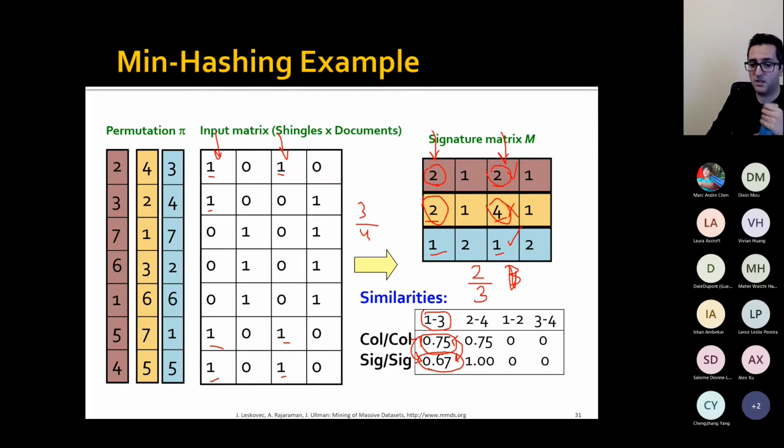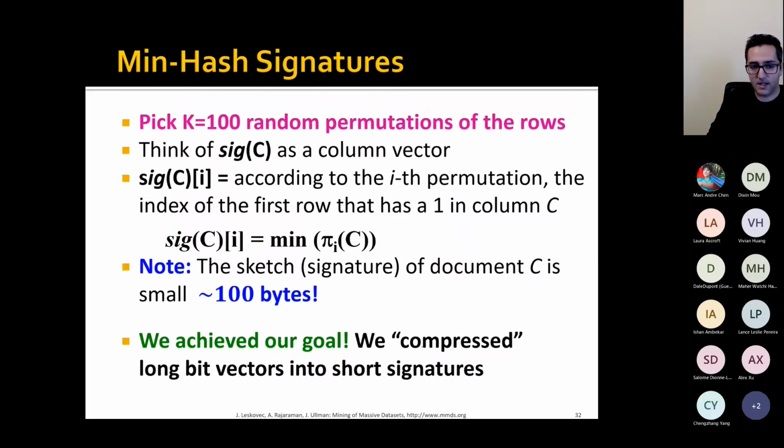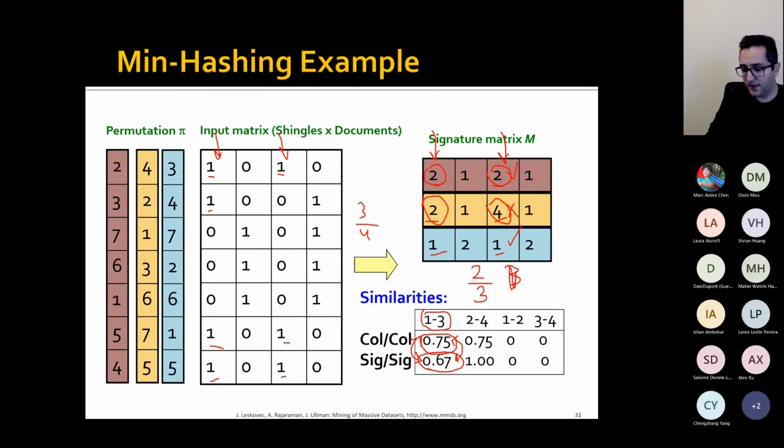Okay, which turns out to be very close to ground truth, which is calculating Jaccard similarity on the original matrix. Any questions before we move on?